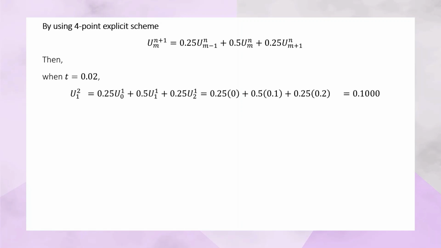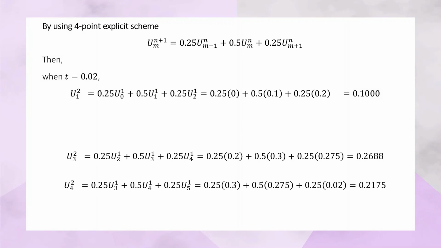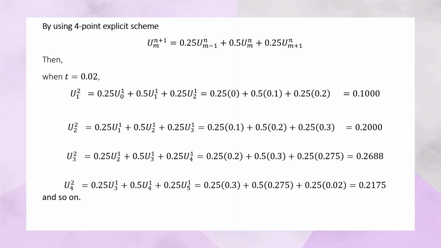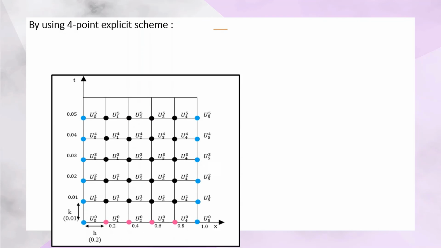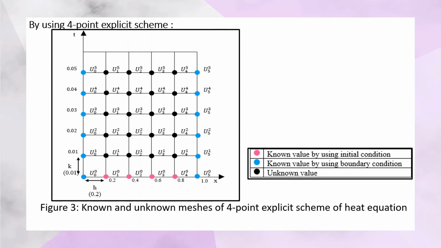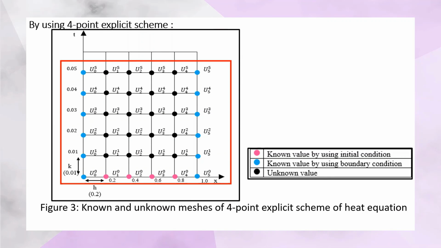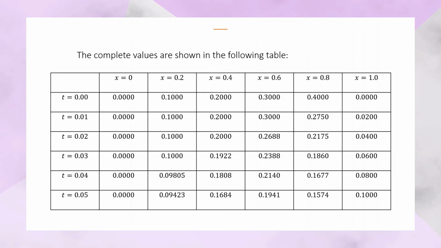The same method applies when we need to find the values of U22, U32, and U42. We have to find all the values of each point until t equals 0.05 based on the problem statement. The complete values are shown in the following table.